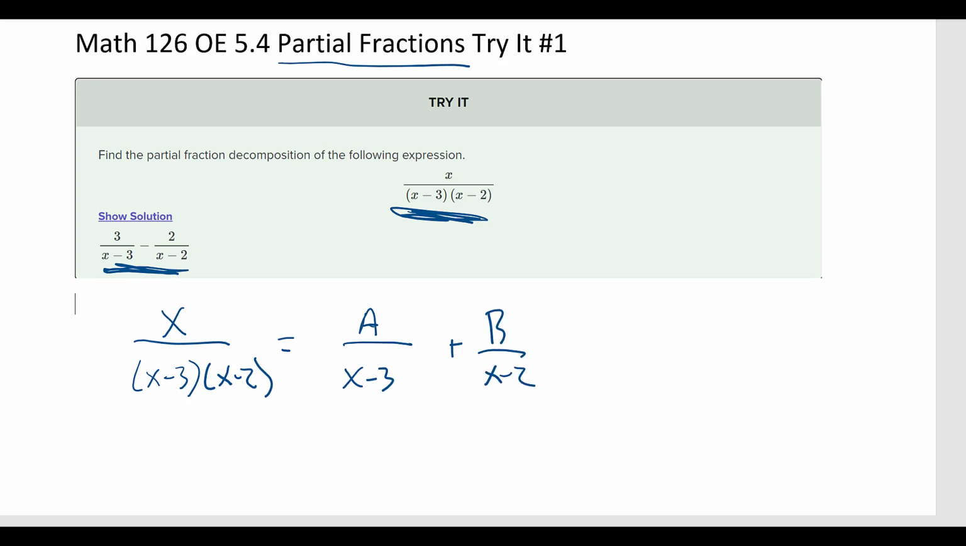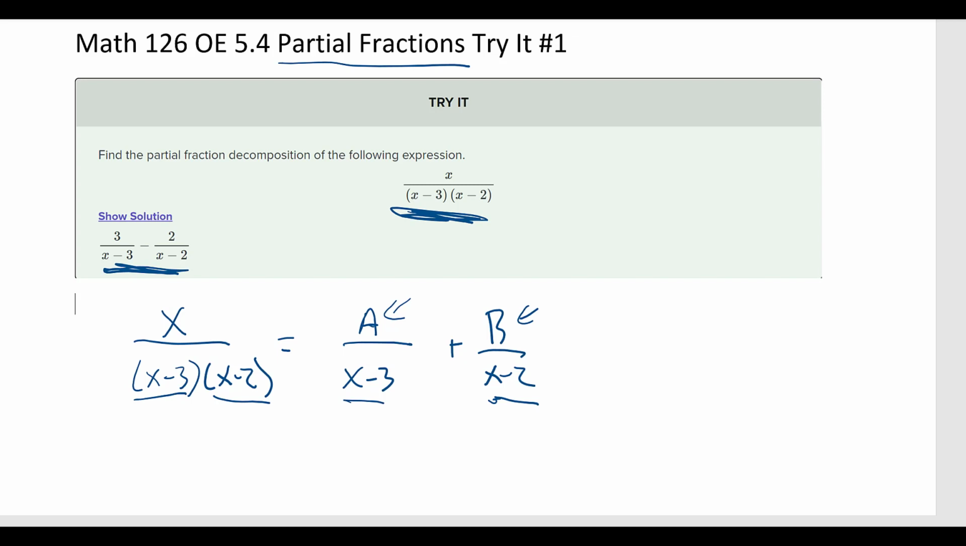Now, why did I choose A and B? Well, we want to come up with some variables here, and we're looking at x minus 3 is one of them, x minus 2 is the other. Not trying to be redundant, but trying to explain that the numerator is 1 degree less than the denominator. So the denominator is linear, so the numerator is constant. Same thing here. That's linear, so this is constant.